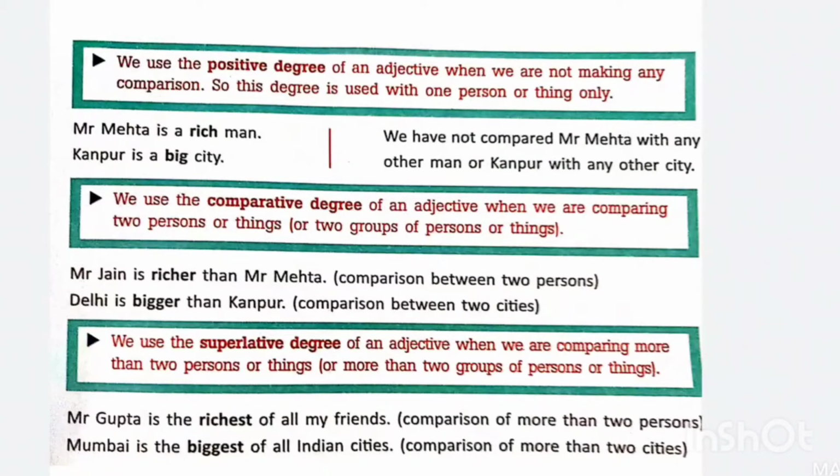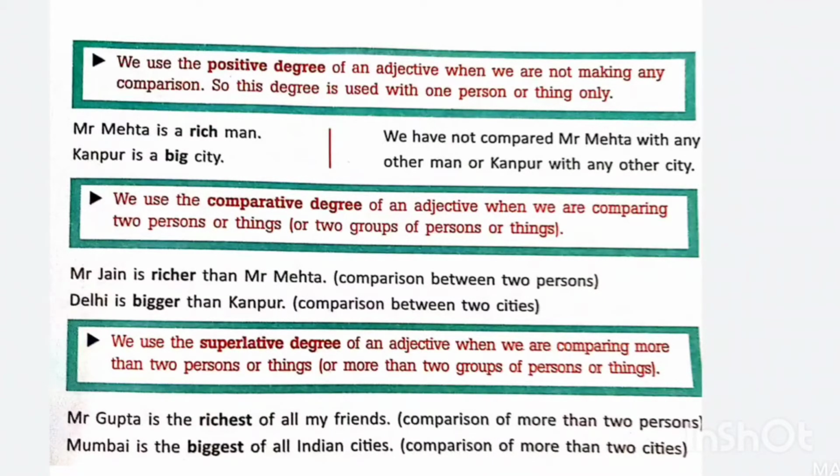So, number 2 is comparative degree. We use the comparative degree of an adjective when we are comparing two persons or things. In the previous example, we were comparing Mohan with Suresh. In the same way, some more examples like Mr. Jain is richer than Mr. Mehta. That means we are making a comparison between two persons. Isn't it? In the same way, Delhi is bigger than Kanpur. That means we are comparing between two cities.